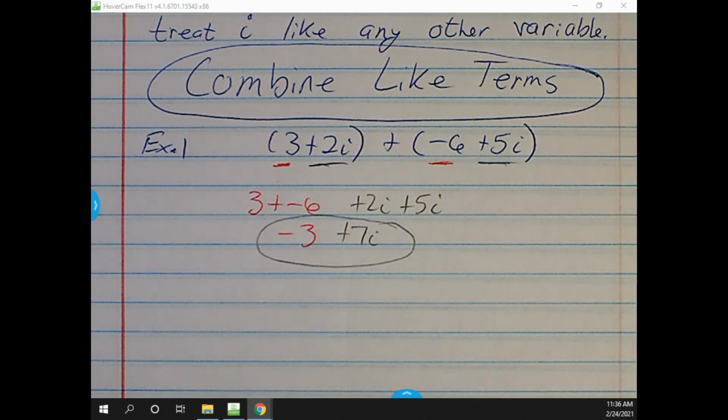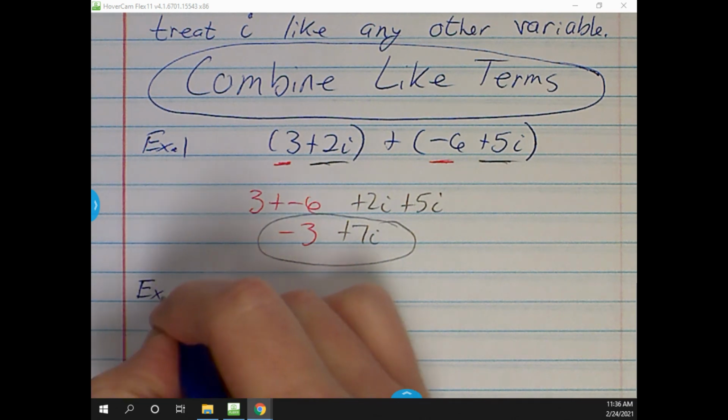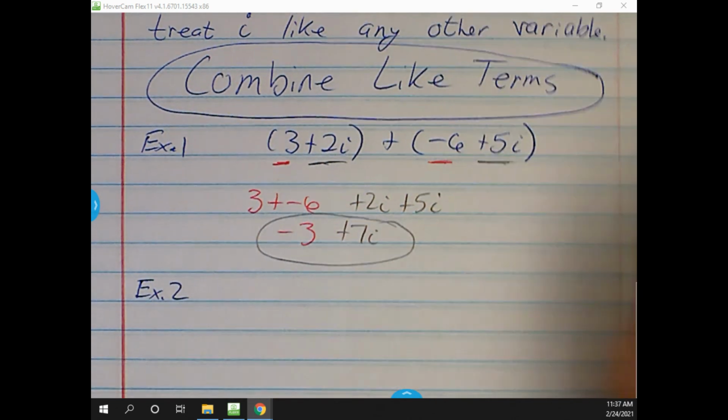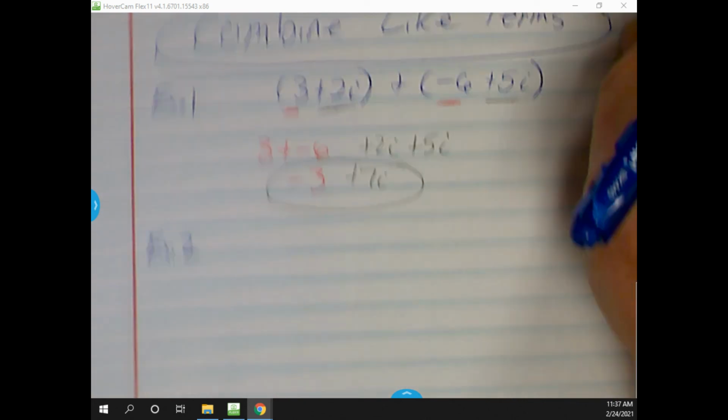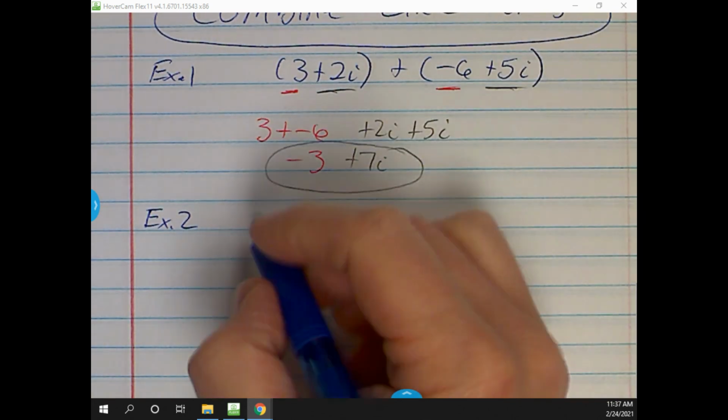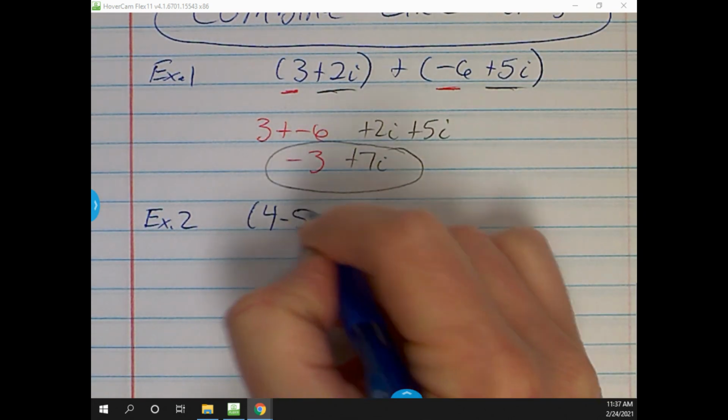If that seems pretty easy, it is. Here's the only trick to combining like terms. It's not really a trick. It's just that you have to be careful with it. This is the closest thing to a curveball. If you had a problem like this one, this would be the only thing that might throw people for a loop sometimes.